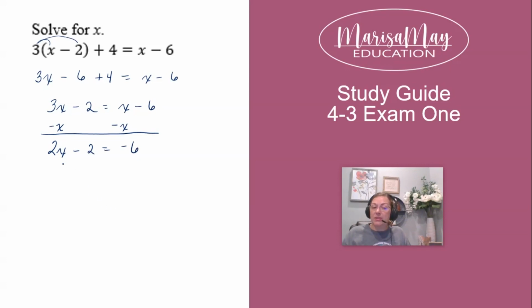Now we look at what's happening to x. It's being multiplied by 2. It's being subtracted by 2. So we're going to do the opposite. So we're going to add 2 to both sides. That'll give me 2x equals negative 4. And then we'll do the opposite of multiplying by 2, which is to divide by 2. And that will give me x equals negative 2 here.